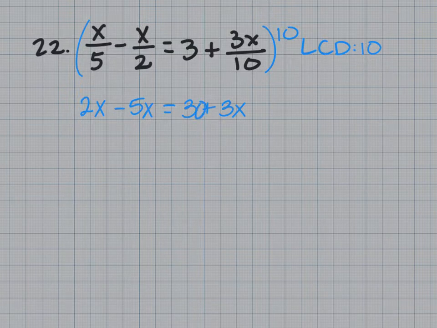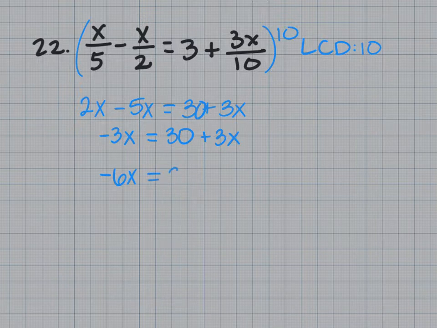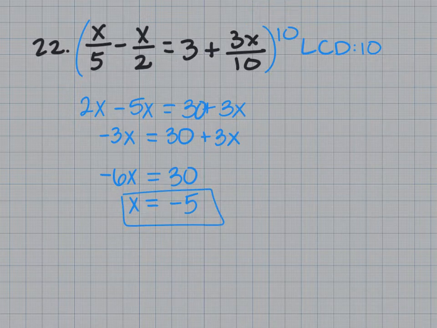Okay. Next, we're going to combine like terms on each side. So I get negative 3x equals 30 plus 3x. And I'm going to subtract 3x from each side, so I get negative 6x equals 30, so x is equal to negative 5. We should always check our solutions just to make sure they work.